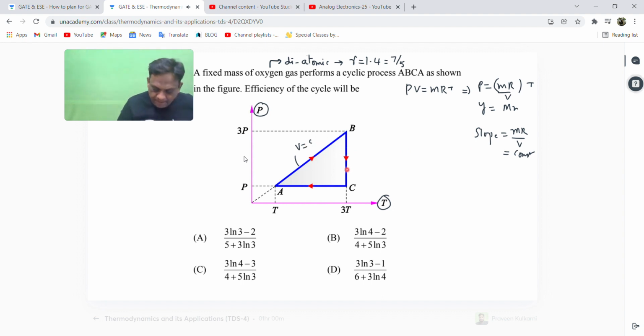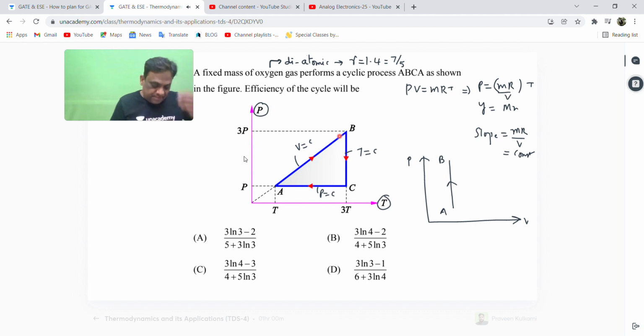Anyone with BC? Here it is on temperature, so temperature is constant. And what is CA? It is constant pressure. So please try to represent this on a PV diagram. What is A to B? Pressure is increasing. A to B is constant volume, but the pressure is increasing.